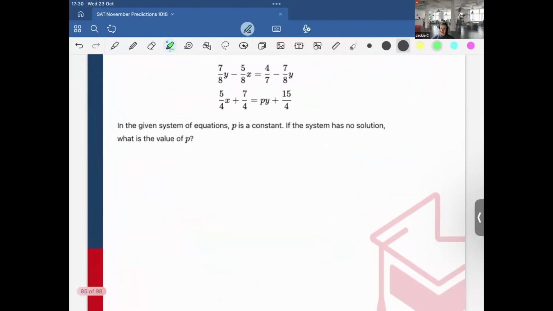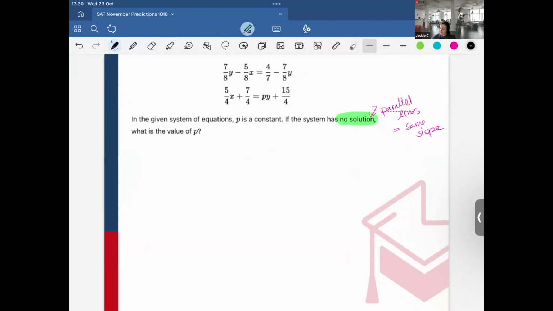Okay, another classic. So just for those of you that are deep into the SAT math, this one might not be super challenging. However, it is considered hard and they are on almost every single SAT exam. So if the given system of equations, p is constant, if the system has no solution, what is the value of p? So remember, no solution, linear equation. Again, it's parallel lines, and parallel lines always have the same slope. And for this one, I'm going to rearrange everything in terms of y.